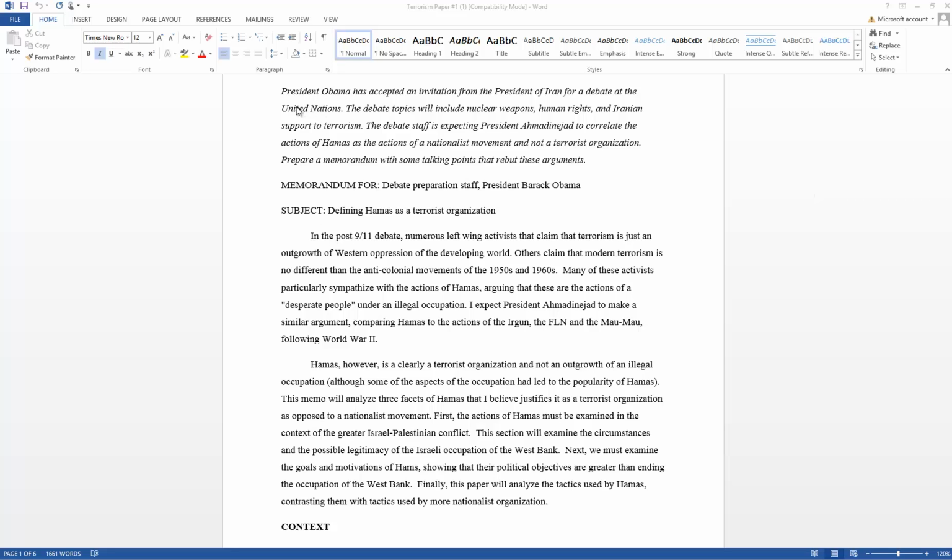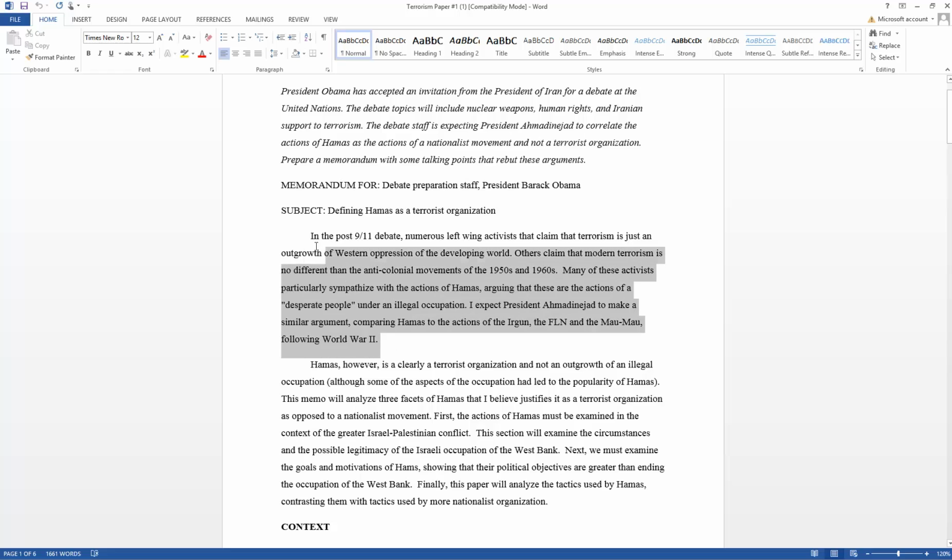Their topic was defining Hamas as a terrorist organization versus the FLN, Irgun, and other anti-colonial movements. You can read the beginning part here. If you want to pause it there, just read that a second. That gives you a background, and if you want to use something like that in your paper, I'm fine with it. You don't necessarily have to have this memorandum structure with a subject line, but if you want to write it in the form of a memo, you can go ahead and do that.